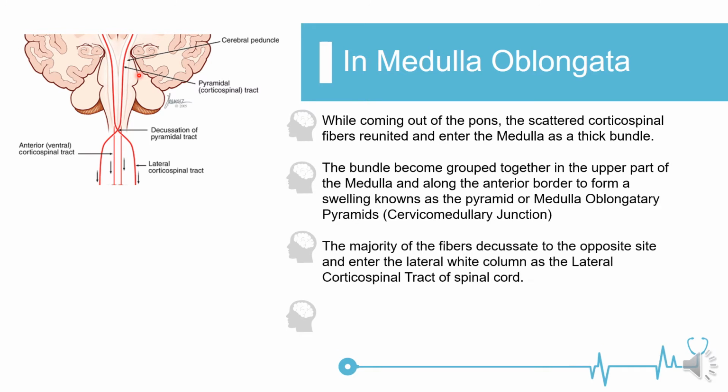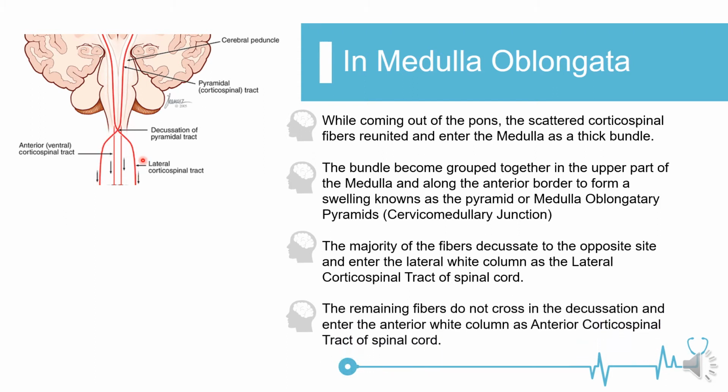So the majority of the fibers will decussate into the opposite side and enter the lateral white column as the lateral corticospinal tract of the spinal cord. So here is where the decussation of the pyramidal tract occurs. It will cross, decussate into the opposite side. Okay. The remaining fibers that do not decussate will enter the anterior white column as the anterior corticospinal tract.